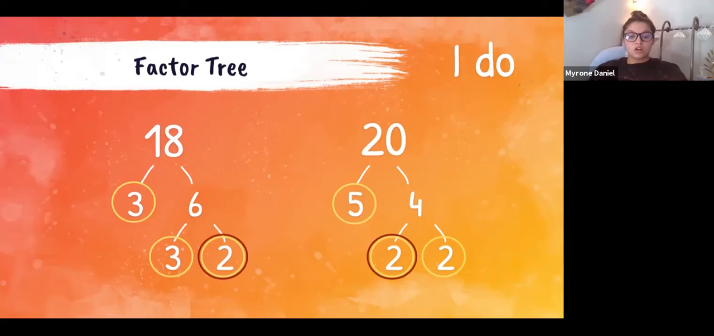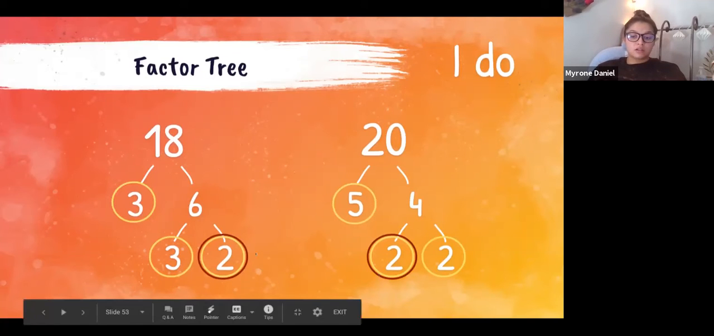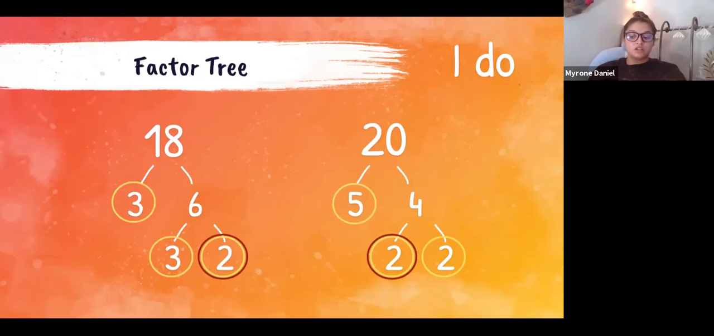It's circled already now, but 2 is the common factor in this number. There isn't a 5 or another 2 in 18, or a 3 in 20, as factors. So our greatest common factor of these two numbers is actually going to be 2.